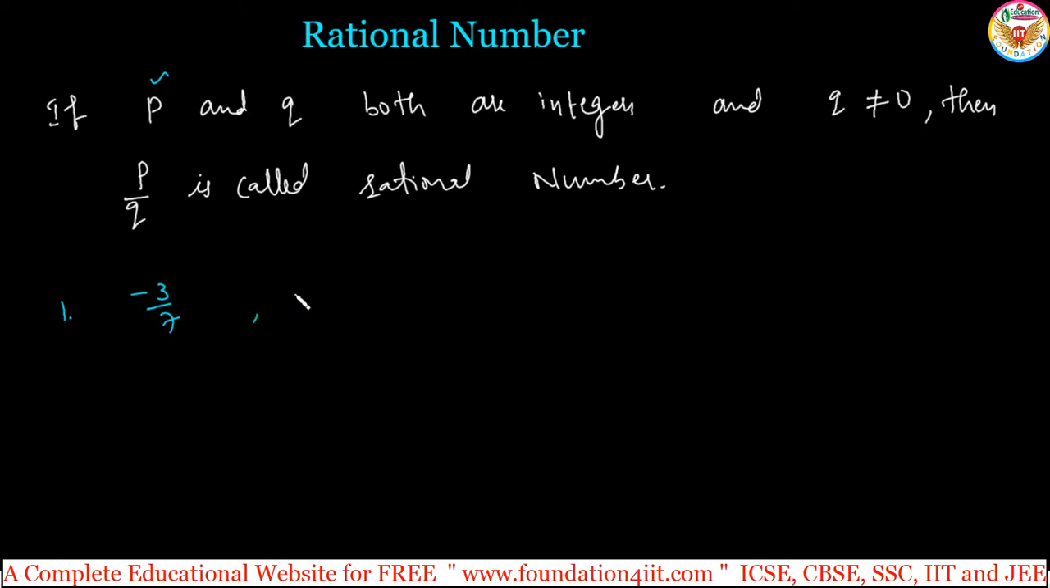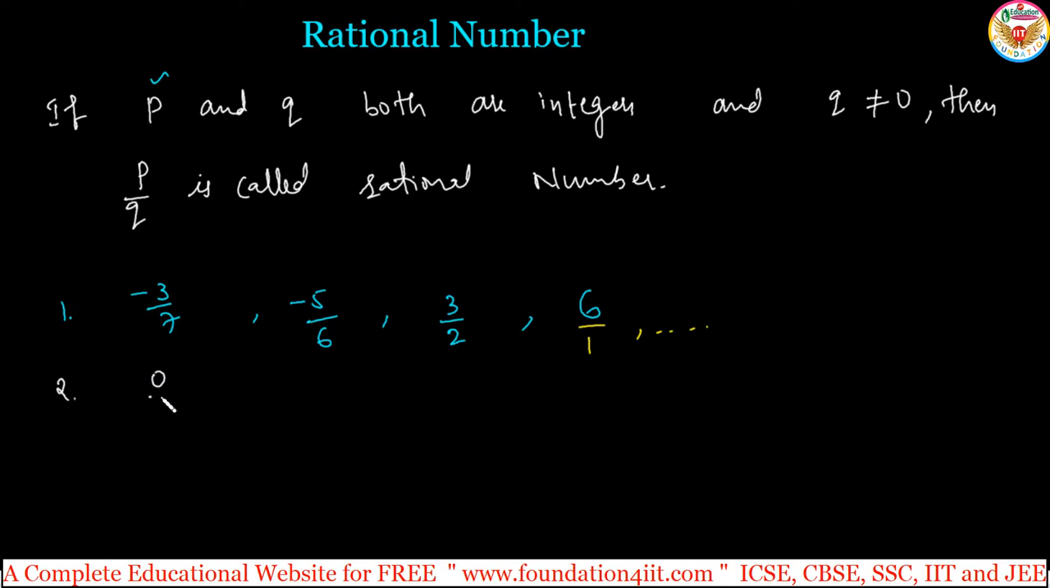Similarly minus 5 by 6 or 3 by 2. Even 6 is also a rational number because there is no denominator, we can assume 1, because 6 divided by 1 is 6. So all the natural numbers, all the whole numbers and all the integers are also rational numbers. Remember that. P and Q both are integers and Q is non-zero. That's important.